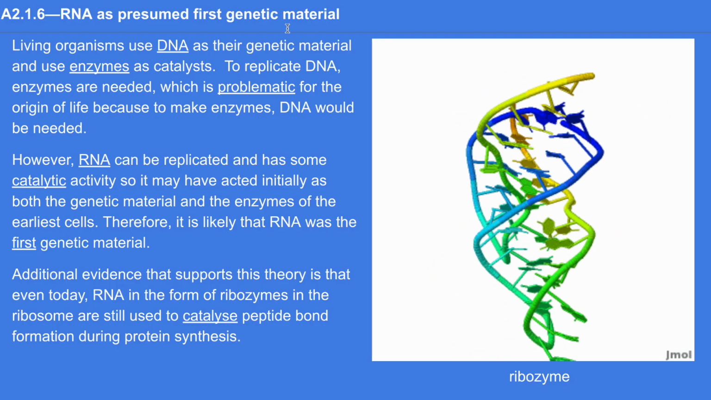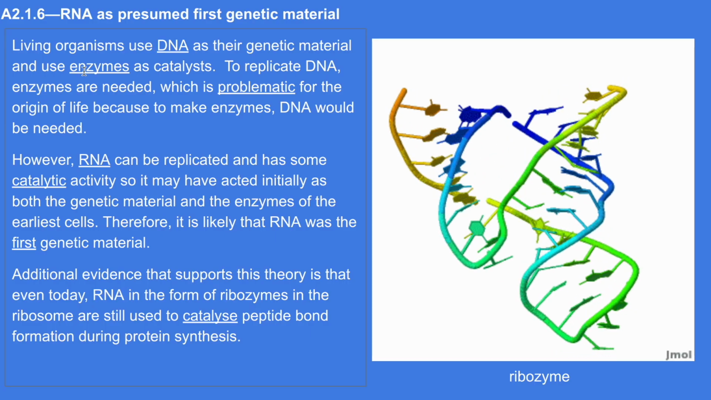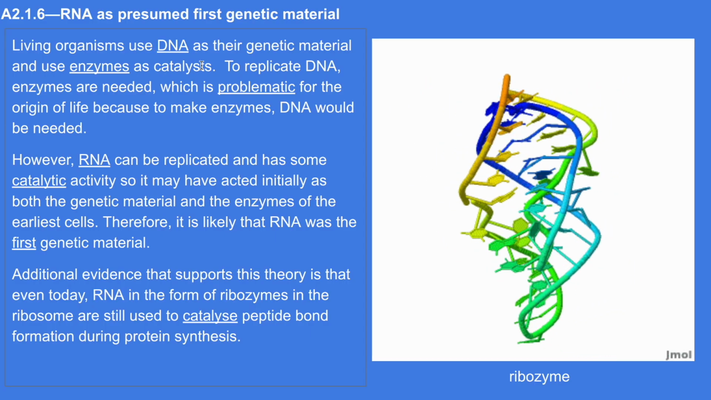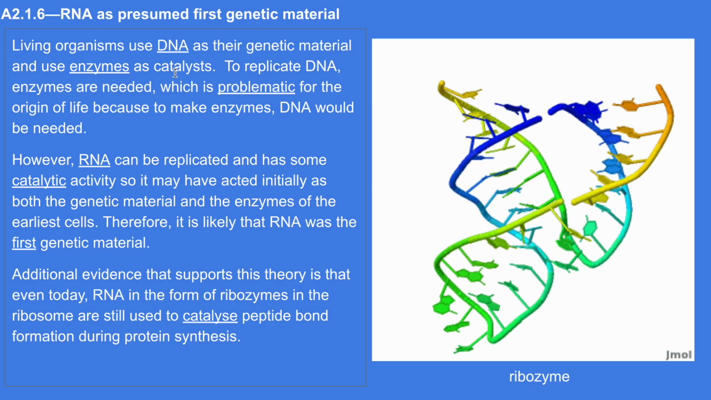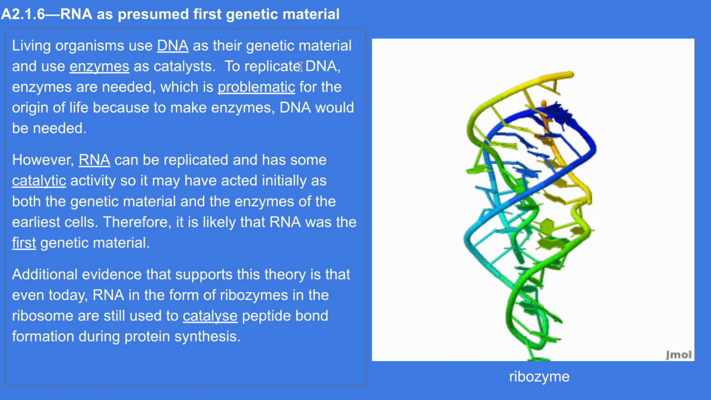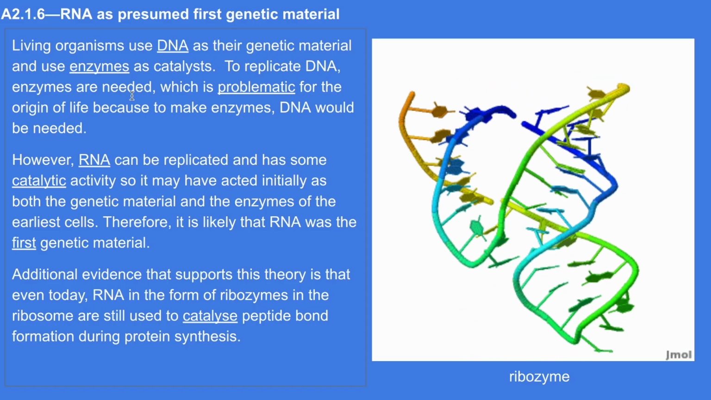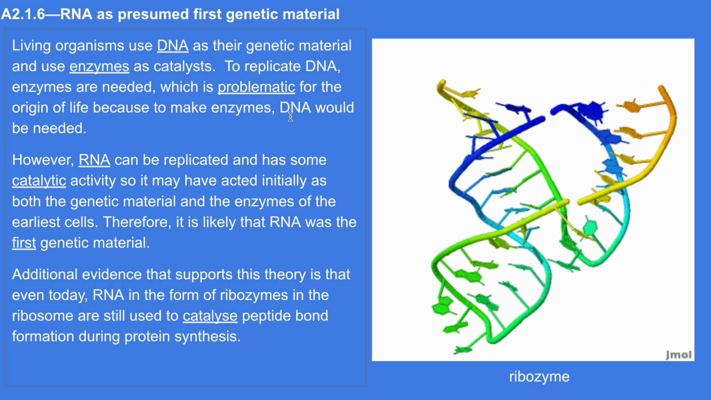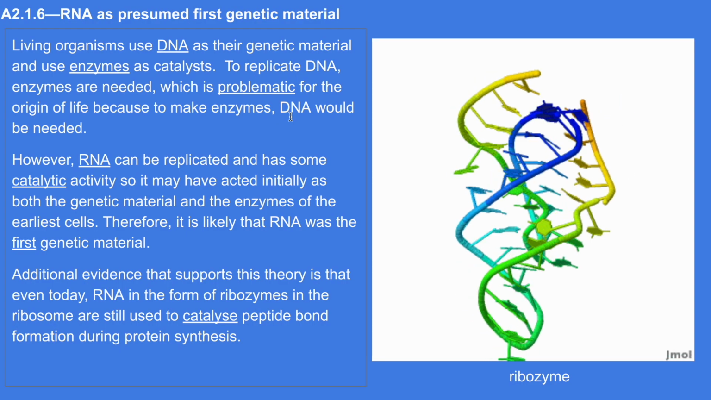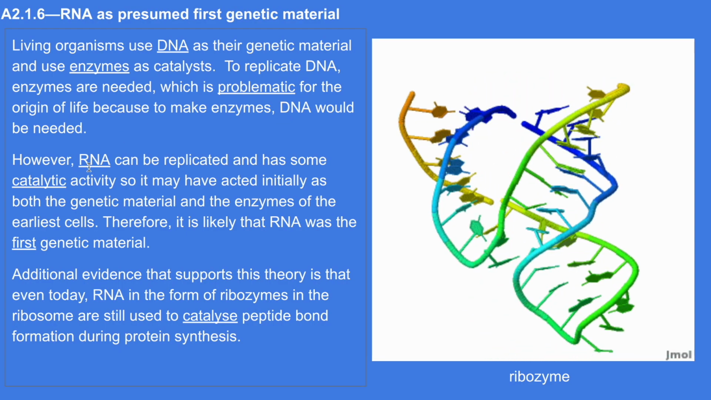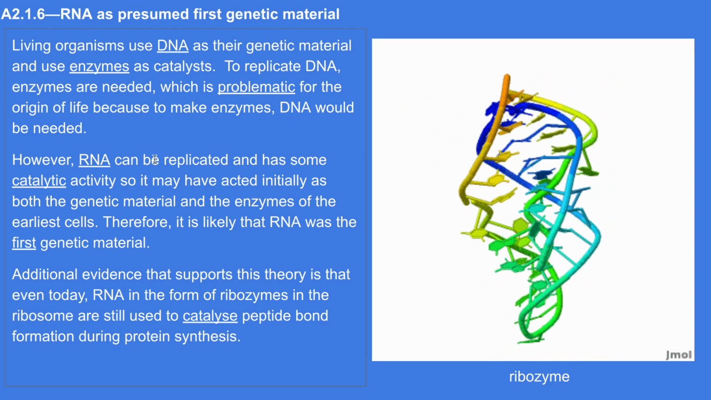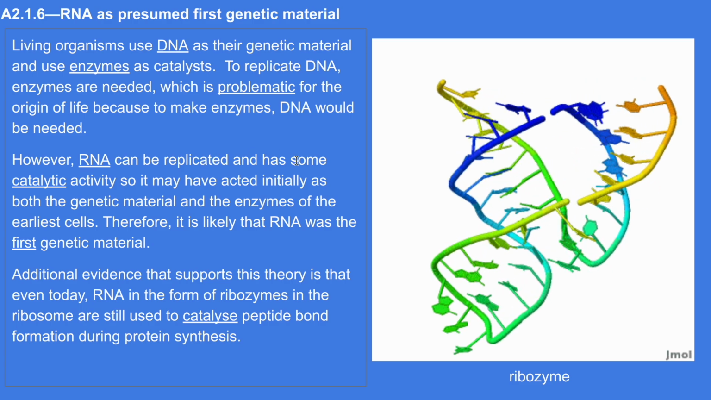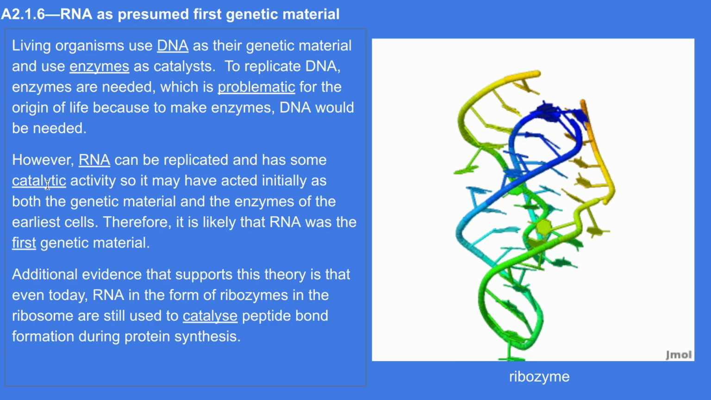Now we know today we use DNA, and we use enzymes as catalysts to drive the metabolic reactions to keep us alive. The problem is, in order for DNA to replicate, we need enzymes. But in order to make enzymes, DNA would be needed. And so we have this problem of how did this all start? Now it turns out that RNA can both be replicated and has some catalytic activity.